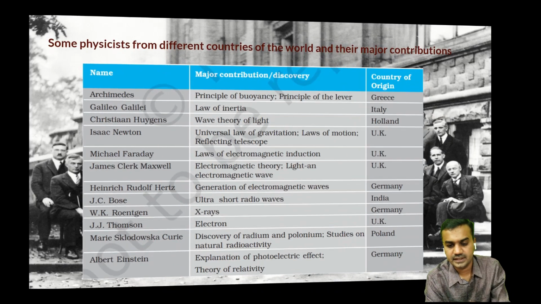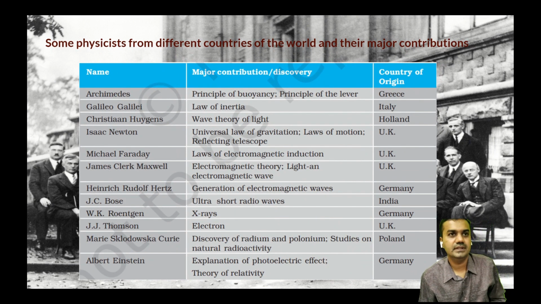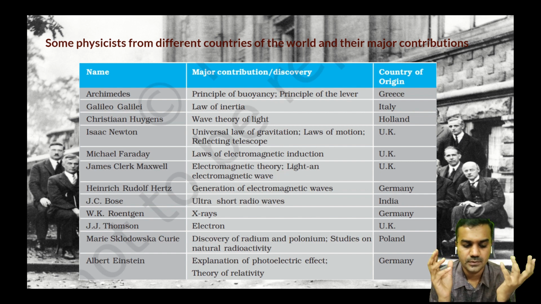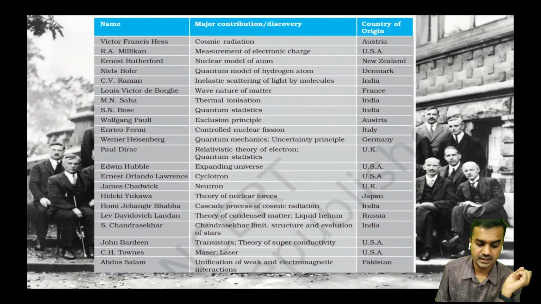Now these are the relations between technology and physics. And finally, we are ending this topic like this. We have the major contributions, from the exam point of view. You have to remember all these things: who discovered what. Archimedes, principle of buoyancy. Galileo, law of inertia. J.C. Bose, ultra short radio waves. X-rays were discovered by Roentgen. Electrons were discovered by J.J. Thomson. The explanation of the photoelectric effect and its theory was given by Albert Einstein.